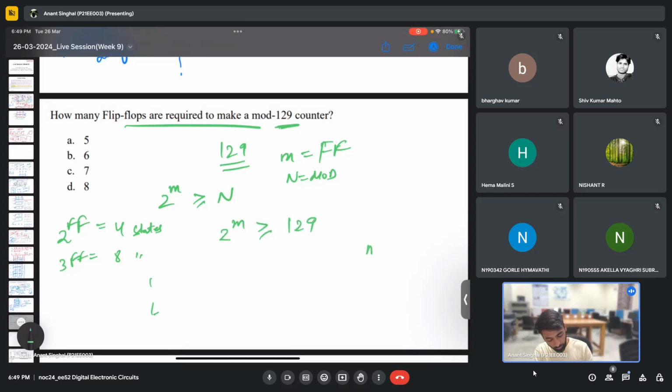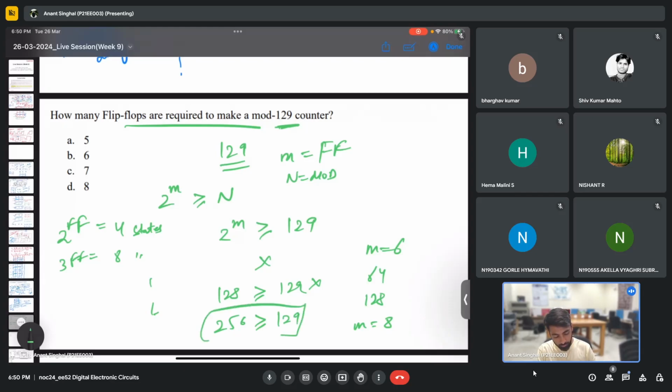I'll check for m equals 6. I'm getting 64, which is not greater than 129. For 7, I'm getting 128, which is not greater than or equal to 129. But for m equals 8, it is 256. So this is the first value which satisfies this equation. So we'll require a minimum of 8 flip-flops to make this counter. So 8 will be the answer, not 7.